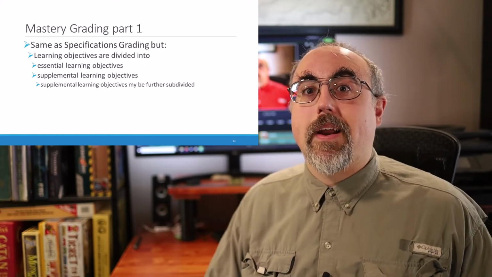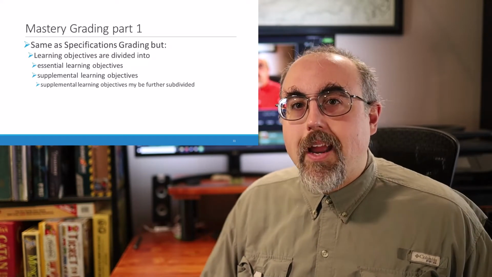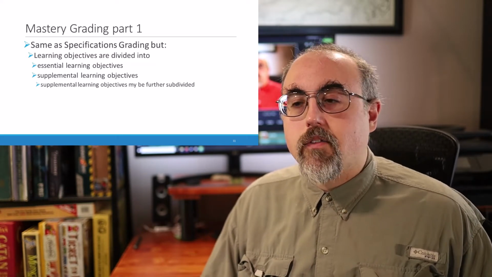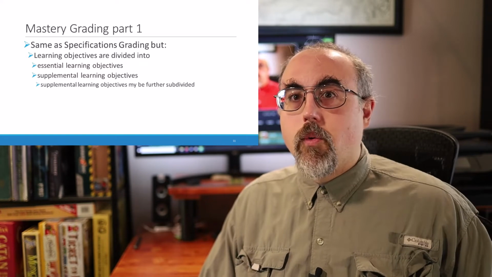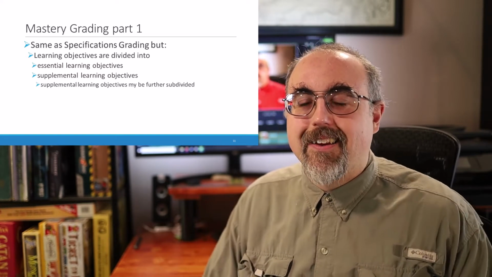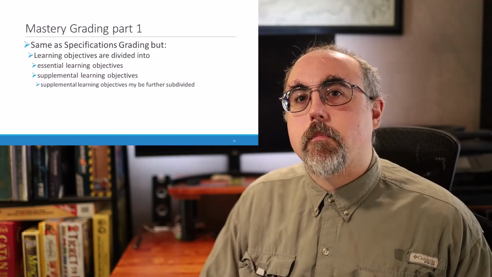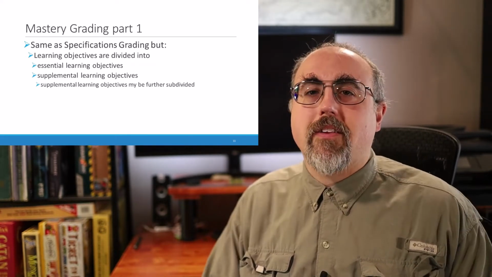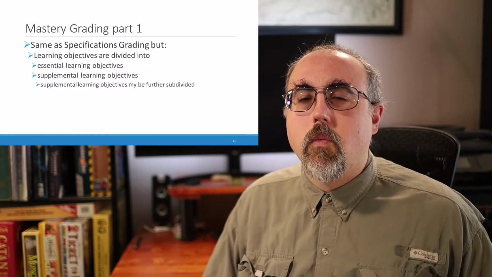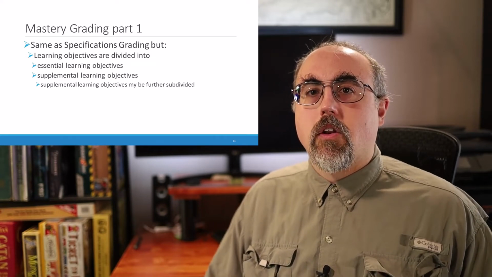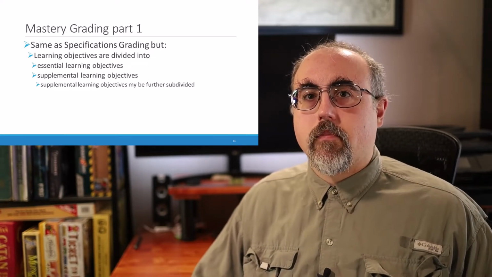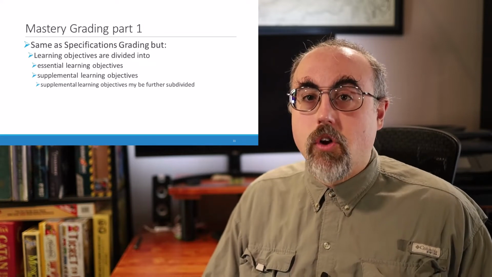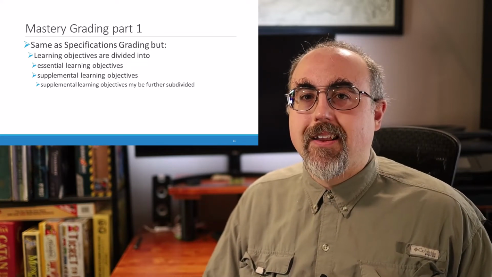So the way mastery grading does this is you break apart a series of learning objectives, and you say, okay, these learning objectives are essential. If you pass the class, you must be able to do these things. Otherwise, you're a danger to society, or you really should not be passing this class. Okay, so then you also have supplemental learning objectives. You might subdivide these into multiple types if you want, but either way, you've got learning objectives that you don't have to have. You should have, it would be good to have, but they're not essential.